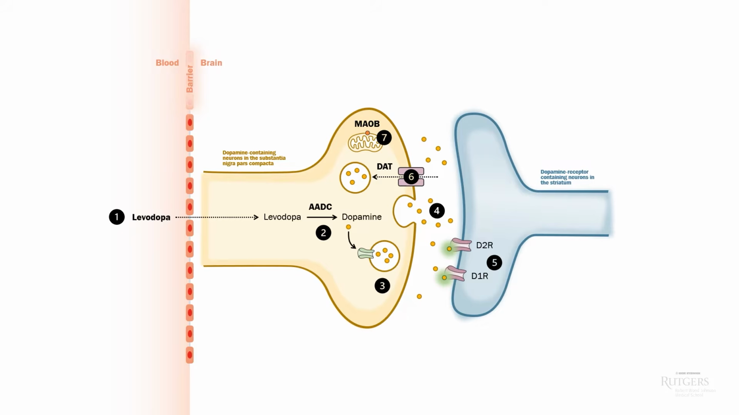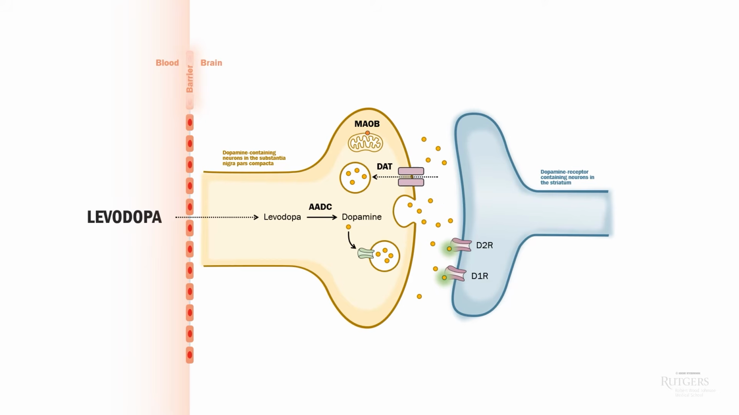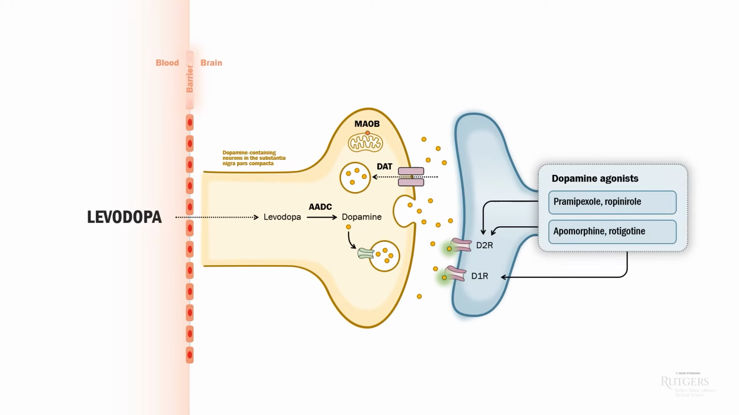So treatments are geared towards either replacing dopamine and preserving exogenous levodopa, preserving existing dopamine in the synapse, and augmenting stimulation of the dopamine receptors. For early Parkinson's disease, there are three major pharmacological options: levodopa, dopamine agonists, and monoamine oxidase B, MAO-B, enzyme inhibitors.